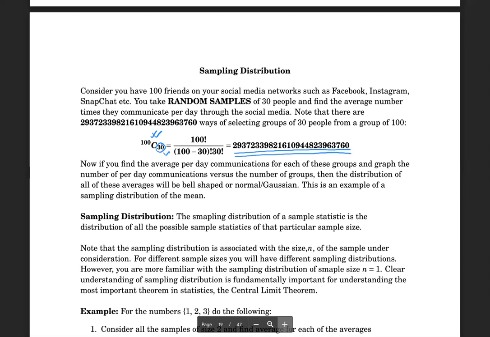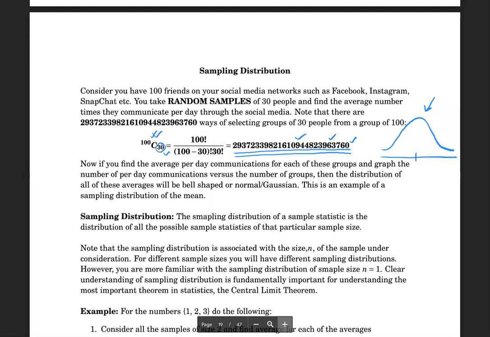And for each of them, there will be one average. Now, if you take all of these possible samples, find the averages and graph them, that is going to be your sampling distribution. In this case, it's going to look like this. This is not the distribution of the population, but rather the distribution of the sample means for all of these samples.